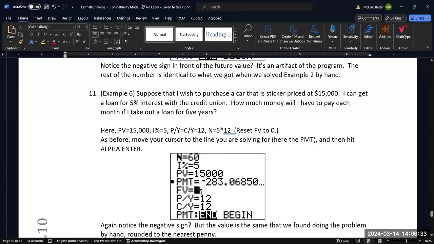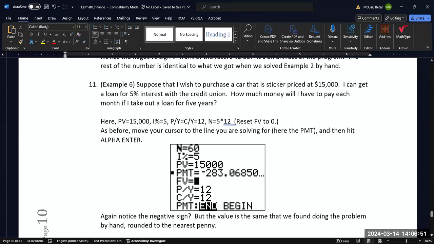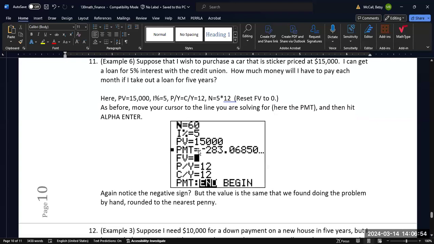Reset the future value to 0 because at the end of the loan, we don't want there to be any money left. And then the present value is the amount that we're taking out in the loan. That goes here as 15,000, and the I% is 5 since it's a 5% loan. And again, if we run the solver, we'll scroll to the payment line and then hit alpha enter. That'll solve it. And again, notice that you get this negative value, but it is the same value that we got before if you round to the nearest penny.